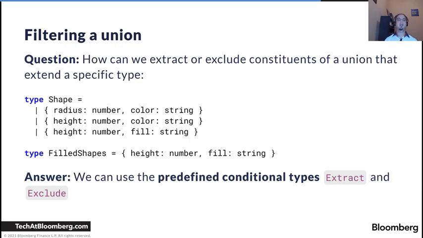So let's look at another application of conditional types. This time we want to filter a union. And we've already seen several other options to filter unions, but now we're going to try doing it using conditional types. And the answer is that there are two predefined conditional types called Extract and Exclude, which can help us achieve this goal. So let's put them to the test.